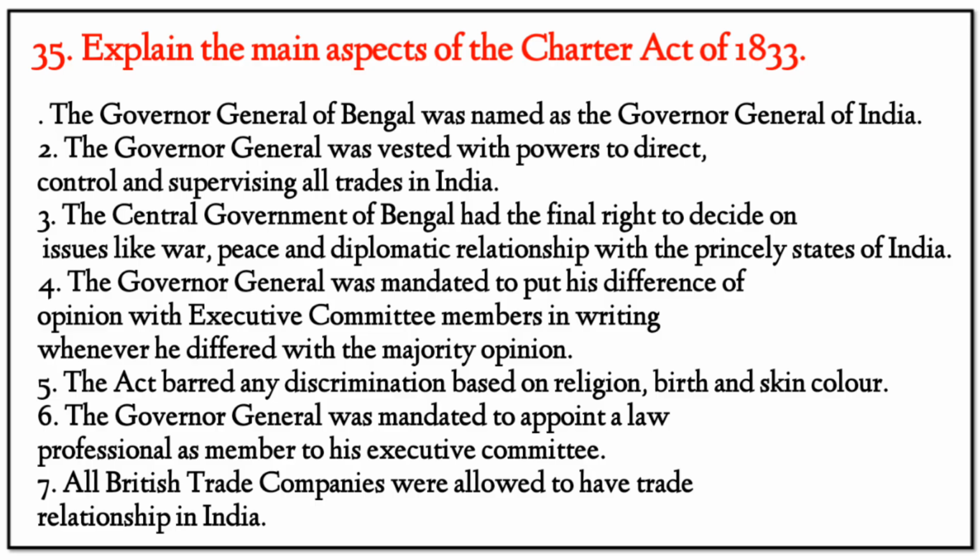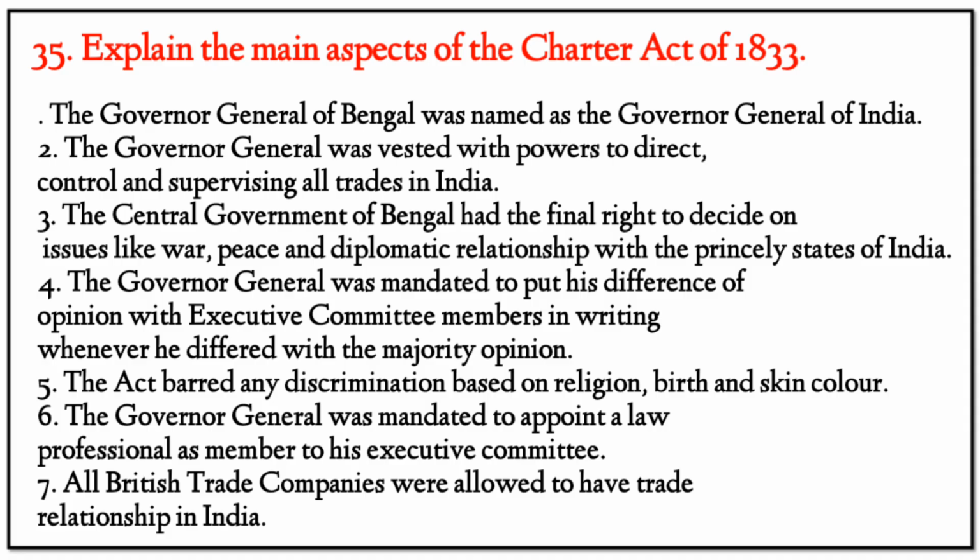Next, the central government of Bengal had the final right to decide on issues like war, peace, and diplomatic relations with the princely states of India. The Governor General was mandated to put his differences of opinion with the executive committee members in writing whenever he differed with the majority opinion. The act barred any discrimination based on religion, birth, and skin color. The Governor General was mandated to appoint a law professional as a member of his executive committee. All British trade companies were allowed to have trade relationships in India.